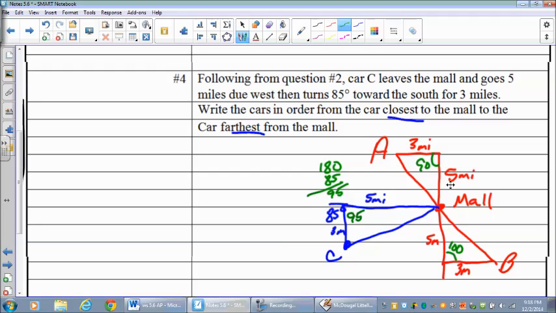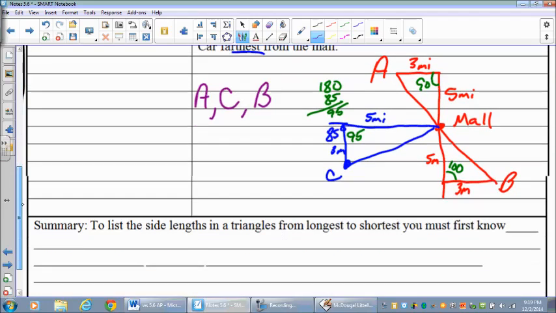Okay, so which one is closest to the mall? If I'm looking for closest, that means I want the shortest distance, which is the shortest degree. So if I'm looking at my values, I have a 90, a 95, and a 100. The closest one is A. Okay. Then the next one would be the 95, which would be car C. And then the last car would be car B. Okay. So it's a pretty easy lesson.